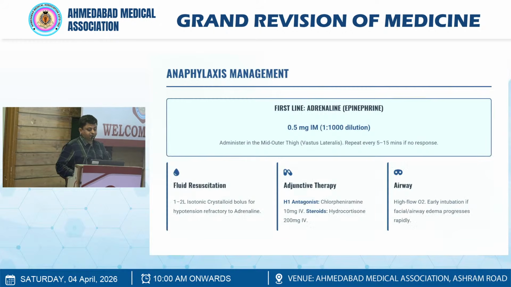Anaphylaxis. First line management: 0.5 milligram adrenaline IM, 1 in 1000 dilution, then fluids. Auxiliary therapy: H1 antagonist, chlorpheniramine, and then steroid, hydrocortisone.